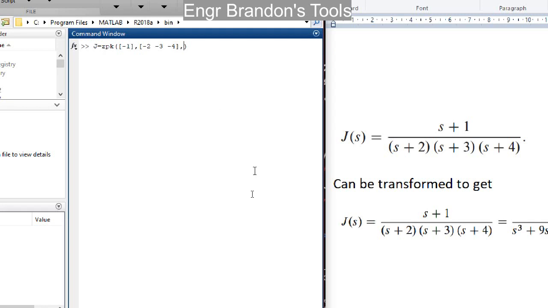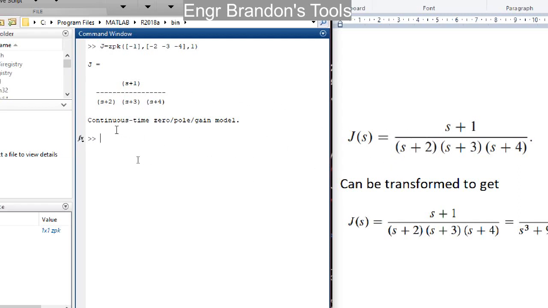Then after that, I have to give the gain of j of s. So usually the gain is a constant which is being multiplied by the numerator. So in this case, I can't see any constant multiplied by this s plus 1. It means the gain in this case is 1. So I'm going to enter in a 1. Please, if you don't understand this for the gain, we are going to solve another example and you will understand it better. So if I hit my enter button, it's going to give j as this. As you look, you see that it is exactly the same as this continuous time zero pole and gain model.